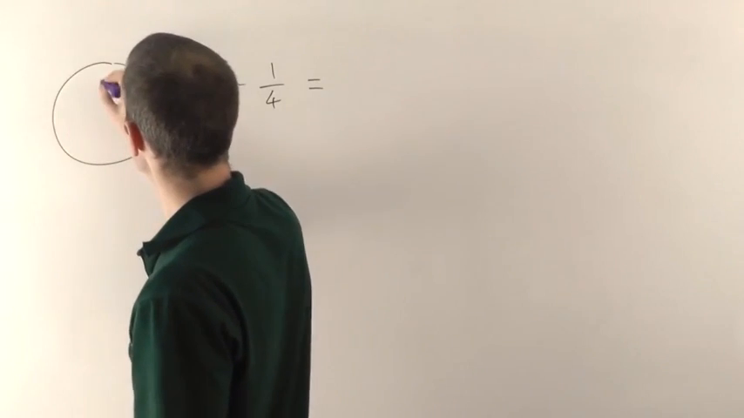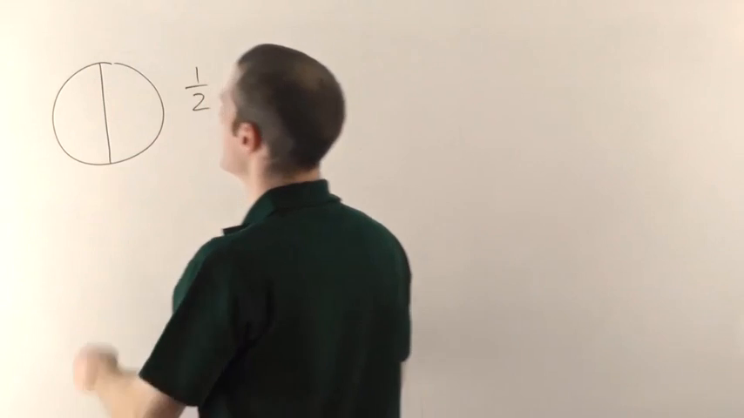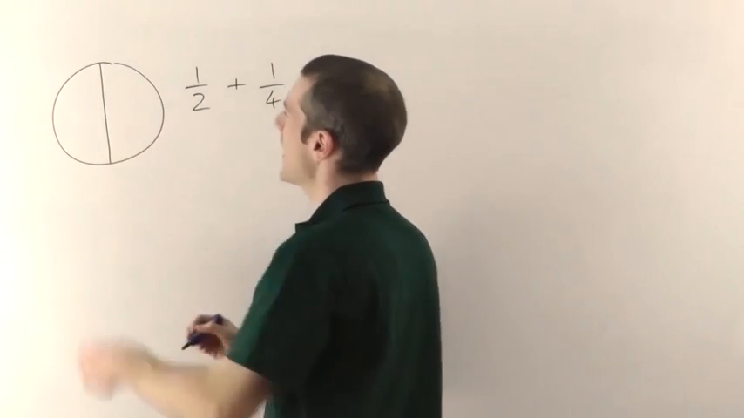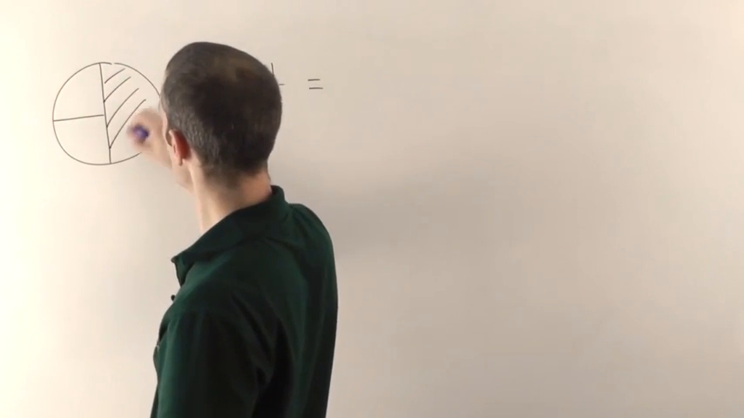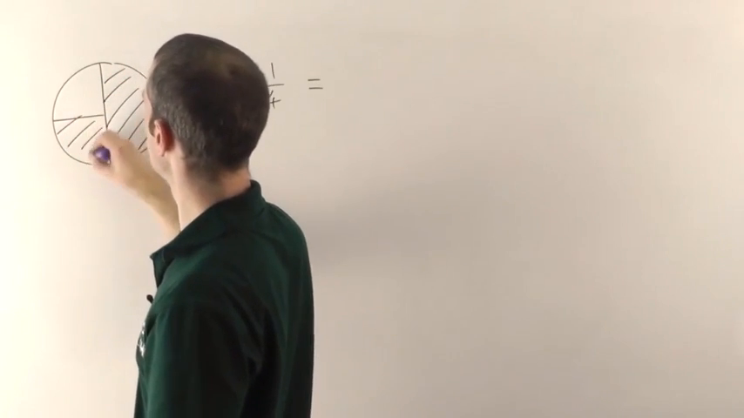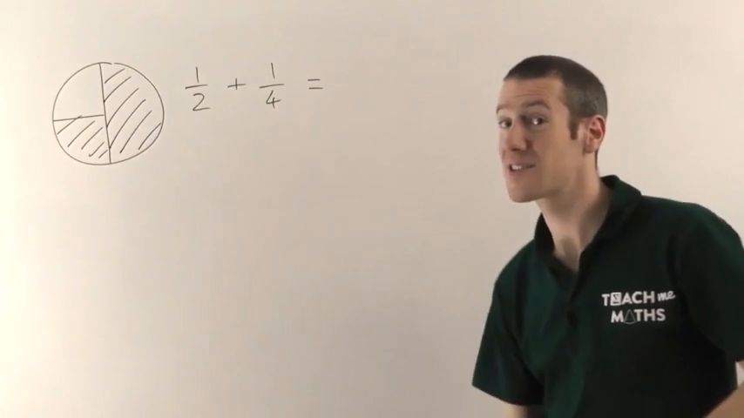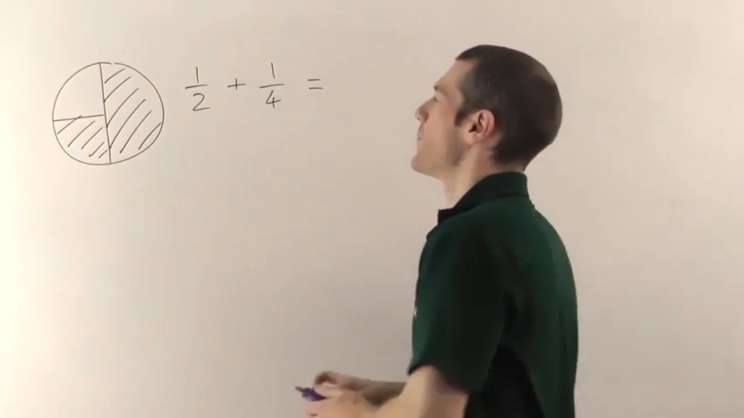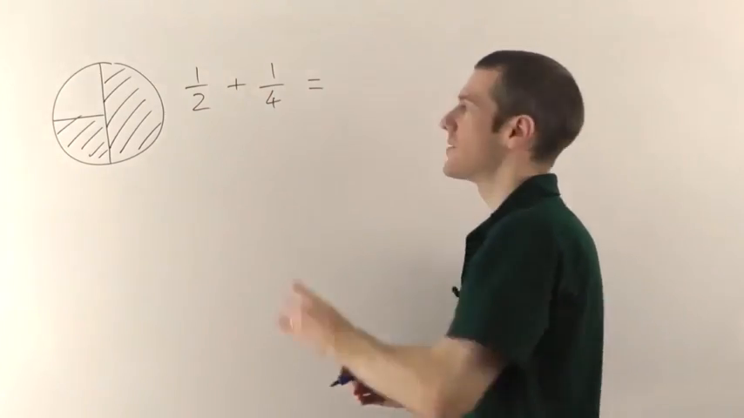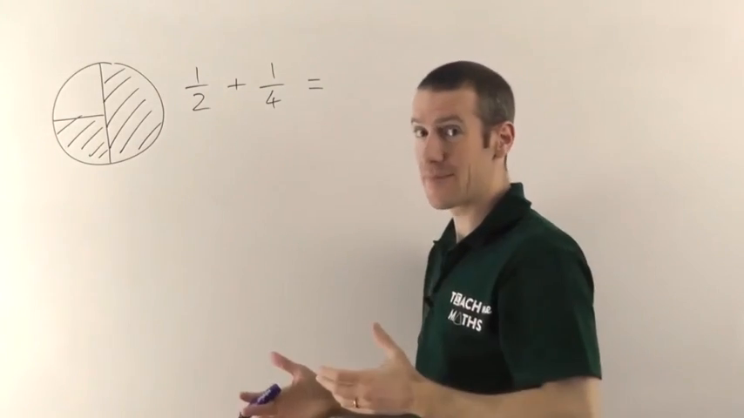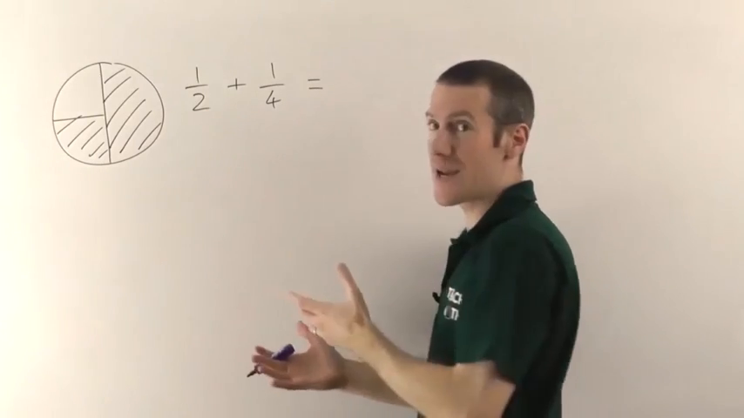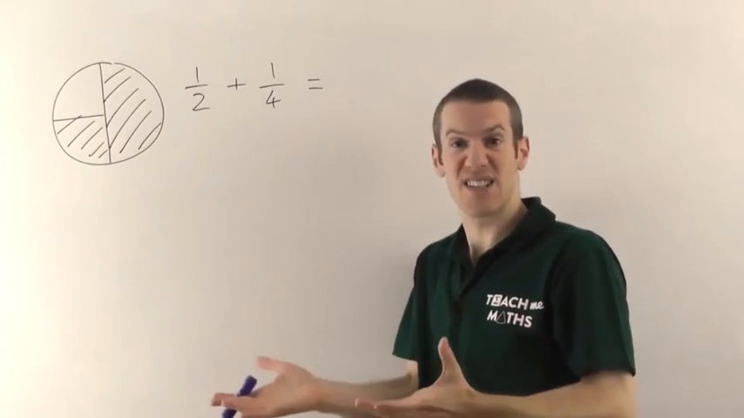If I draw a picture, that would be like having 1/2 here and then adding onto it 1/4. So I've got this and I'm adding 1/4 onto it. Now again, you can probably see that that's going to be 3/4. But in terms of how you deal with it with the numbers, what you want is to have the numbers on the bottom the same. As long as you can make the numbers on the bottom the same, you can just add them because it's the same kind of slice.